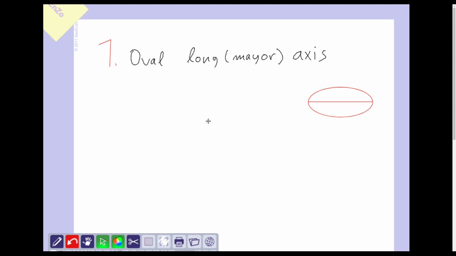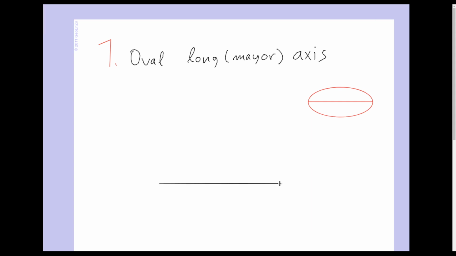Hello everyone. In this video we are going to draw an oval starting with a long or major axis. In that sense we're going to start with a segment like this.